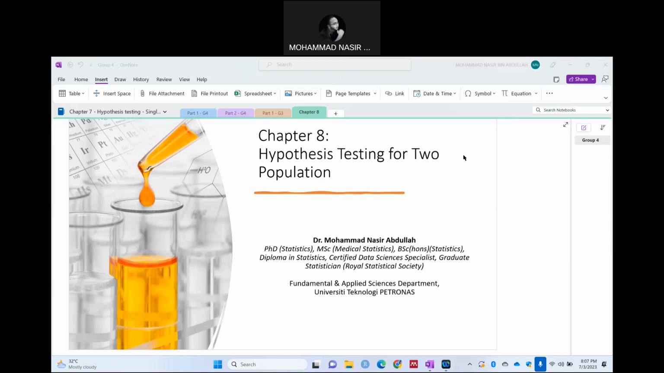Right. So for this chapter, we're going to look at two populations. It's the same concept from chapter number 7, right? But in chapter number 7, it was a single population. In this chapter, two populations.